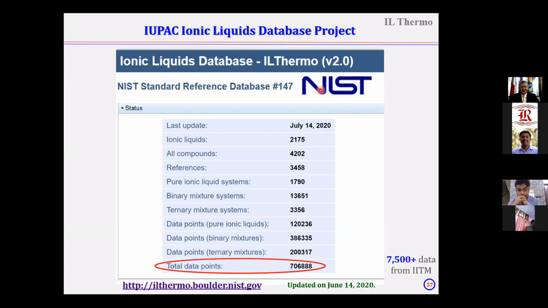This is a free-of-charge available database. They update very frequently, but the last update I took is in June. I'm not sure whether they have updated again recently or not. At least 2 months ago, no. In the beginning of this year, I couldn't get it. And this is free of charge, available at ilthermo.boulder.nist.gov. This is a very, very important website if one would like to know more about ionic liquids, where you can find more than 2,175 new ionic liquids, old ionic liquids, and their profiles. And total data points are more than 7 lakh.